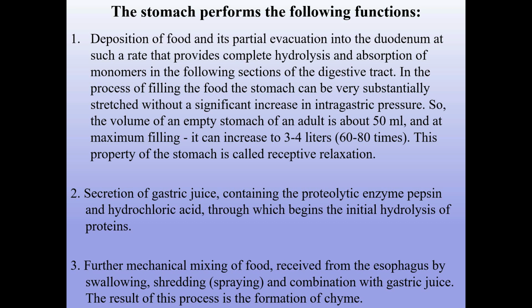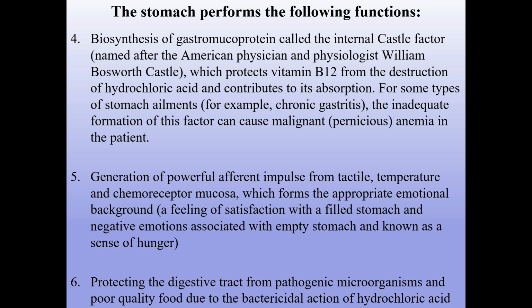Second, secretion of gastric juice containing the proteolytic enzyme pepsin and hydrochloric acid, through which begins the initial hydrolysis of proteins. Third, further mechanical mixing of food received from the esophagus by swallowing, shredding, spraying, and combination with gastric juice. The result of this process is the formation of chyme. Fourth, biosynthesis of gastromucoprotein called the internal Castle factor, named after the American physician and physiologist William Bosworth Castle, which protects vitamin B12 from the destruction of hydrochloric acid and contributes to its absorption.